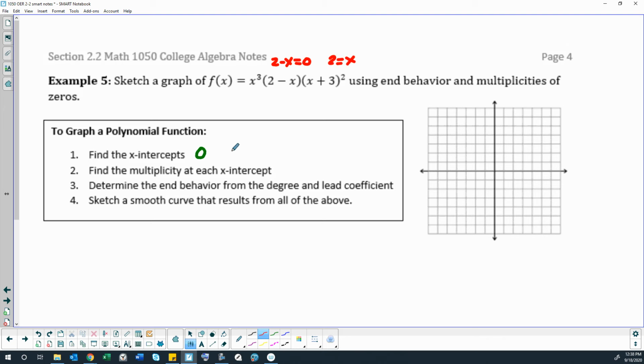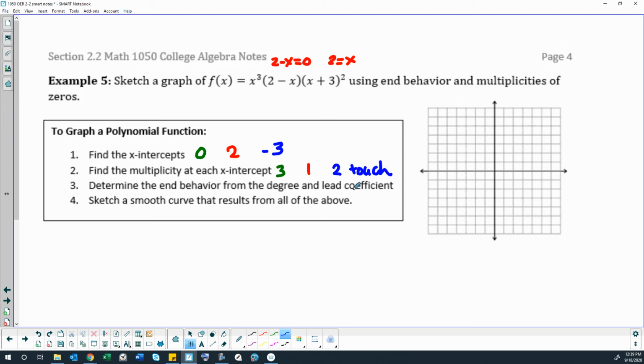So 2 equals x, so that would be an x-intercept at 2. And then this last one would be an x-intercept at negative 3. So then our multiplicities for each one would be 3 for the 0, so it crosses there. It would be 1 for the 2, so it crosses there. But then it would be 2 for the negative 3, so that's going to touch our x-axis at that point.